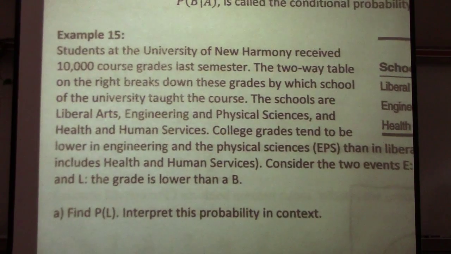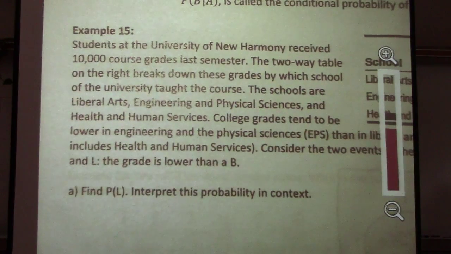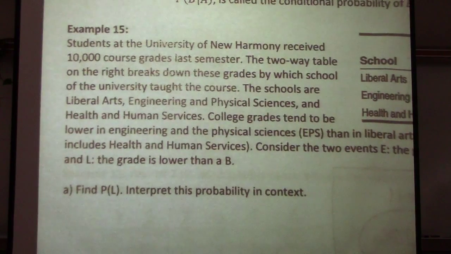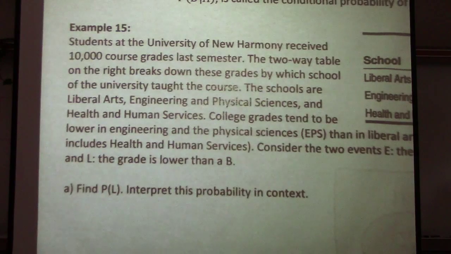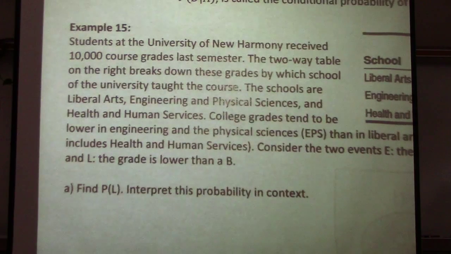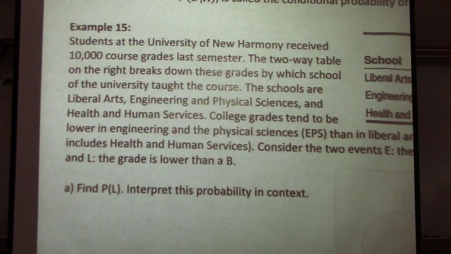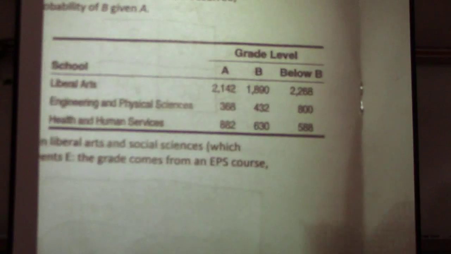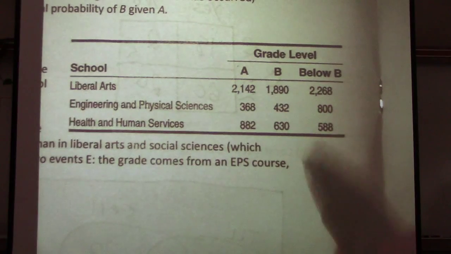And here's our first problem. Is there a volunteer to read that? Students at the University of New Harmony received 10,000 course grades last semester. The two-way table on the right breaks down these grades by which school of the university taught the course. The schools are liberal arts, engineering and physical sciences, and health and human services. College grades tend to be lower in engineering and the physical sciences, EPS, than in liberal arts and social sciences, which includes health and human services. Consider the two events. E, the grade comes from an EPS course, and L, the grade is lower than a B.